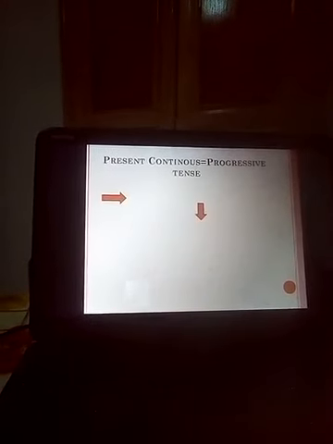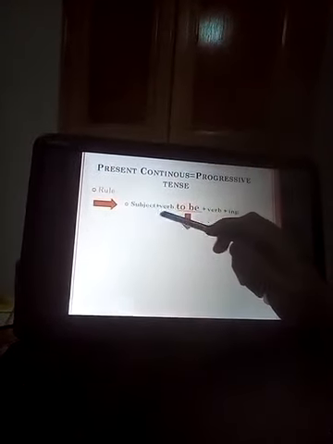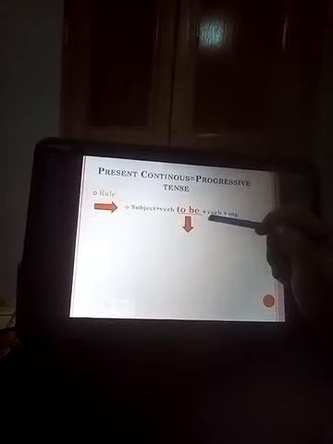So now let's move on to the present continuous tense. So we say present continuous tense or present progressive tense. It's present continuous tense or present progressive tense. So, when do we use it, or what is the rule? First, the rule of the present progressive tense. It's not like the simple present tense. So, we have subject plus verb to be, plus verb plus ing.